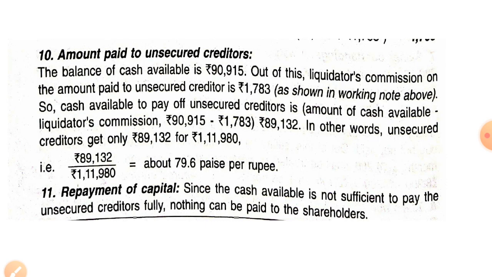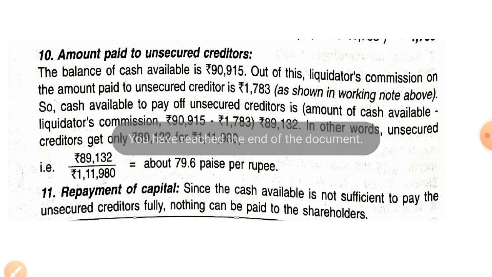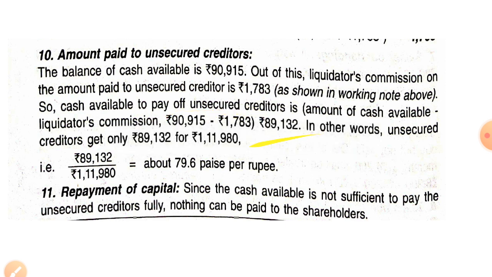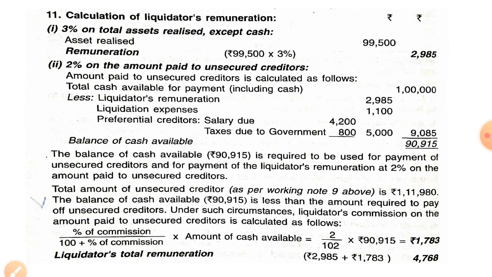Okay. The balance of cash available, we calculated 90,915, but in this case, what happens? The commission is paid. It is included, right? 2 divided by 102. So this should be given, 1,783. If you are deducting this, how much amount is given? 89,132. This should be given.